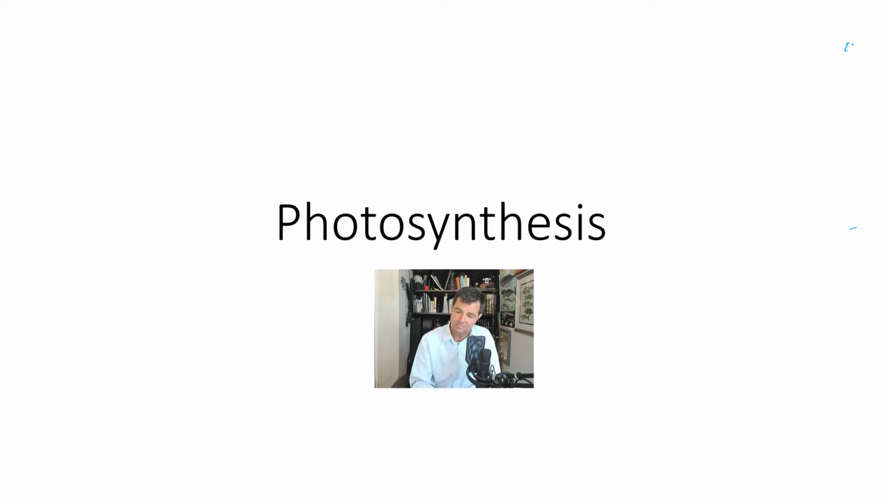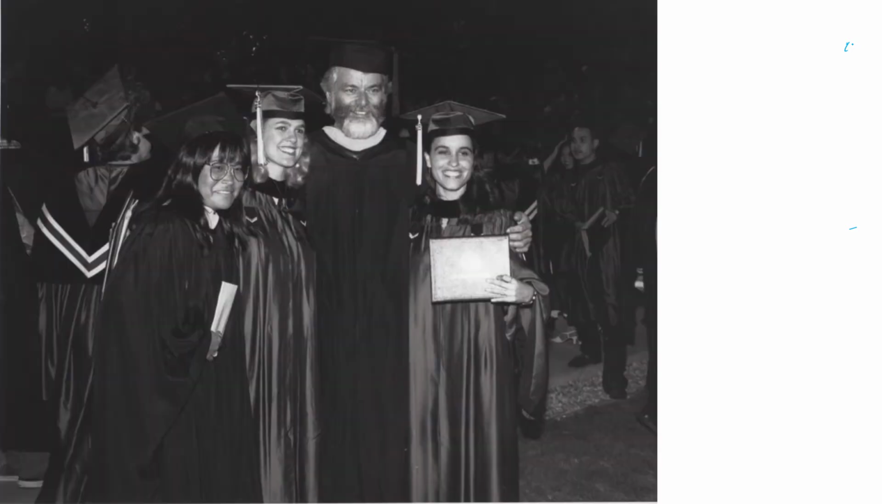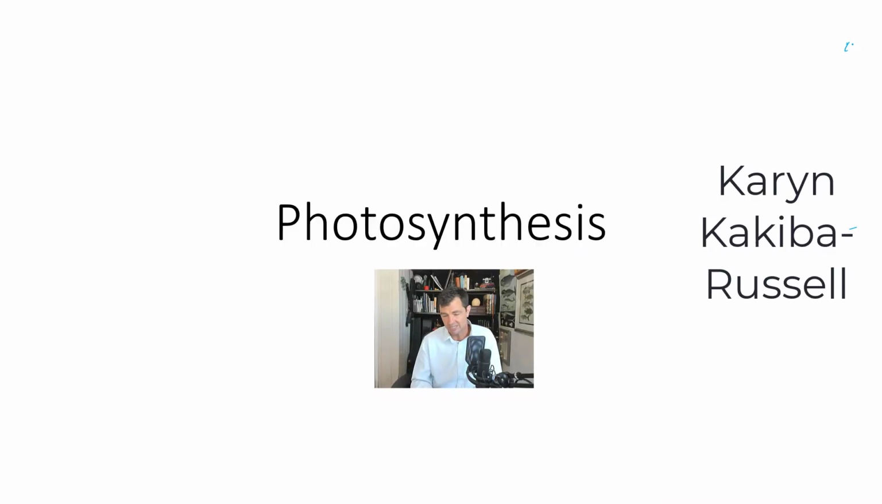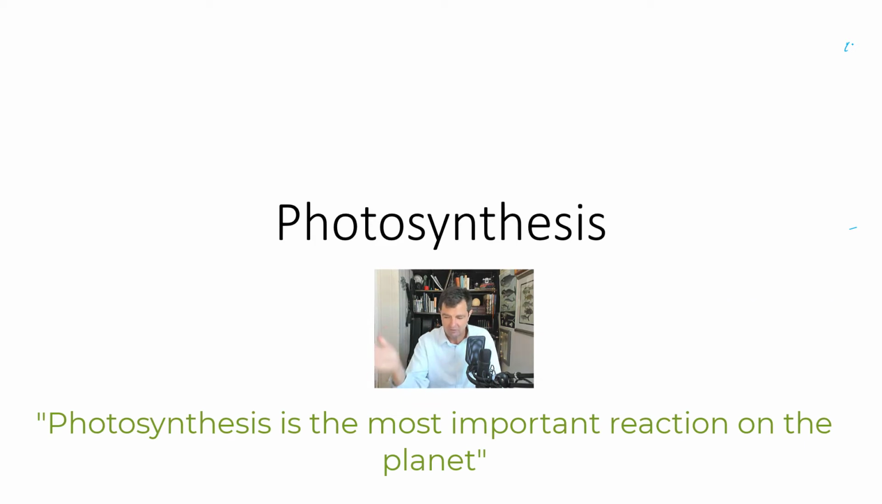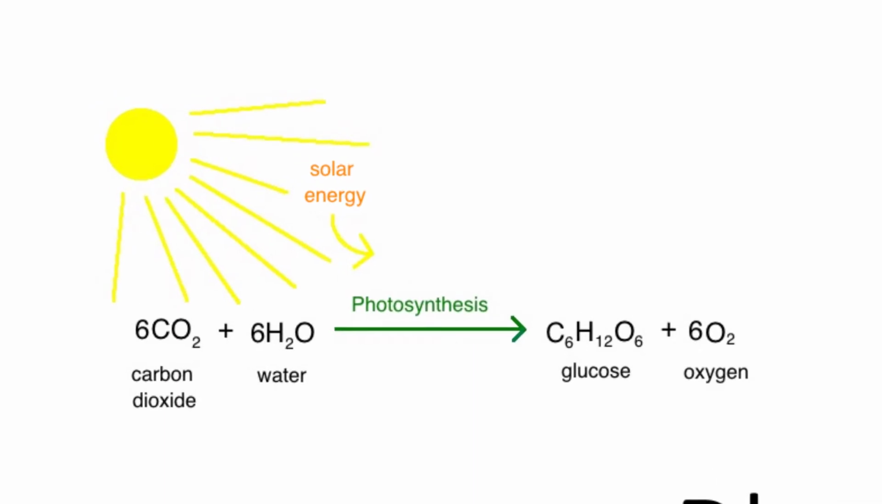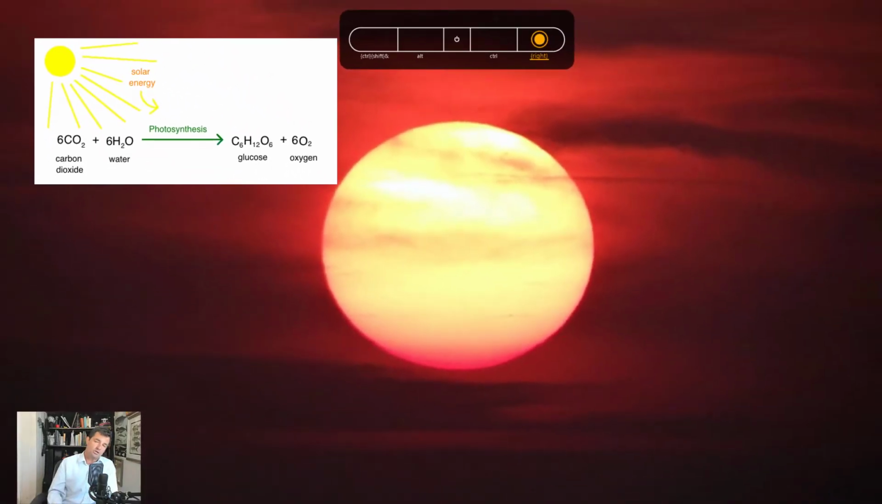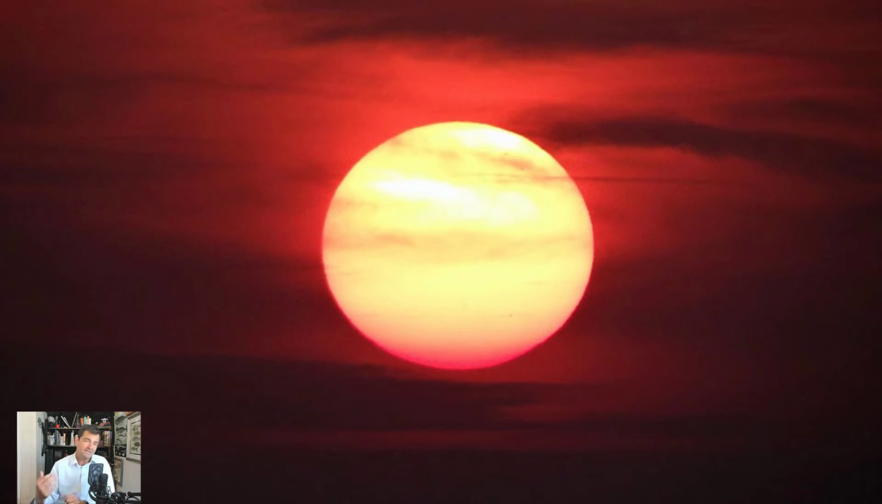Today, we're going to talk about photosynthesis, which my former colleague who just retired recently and my former office mate, we shared an office for many, many years, Karen Kakiba Russell, states, and she's probably right, is probably the most important chemical reaction on the entire planet. And that's because what we're going to do is basically take sunlight energy and convert that into chemical energy.